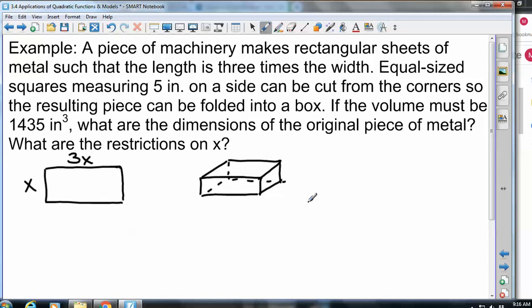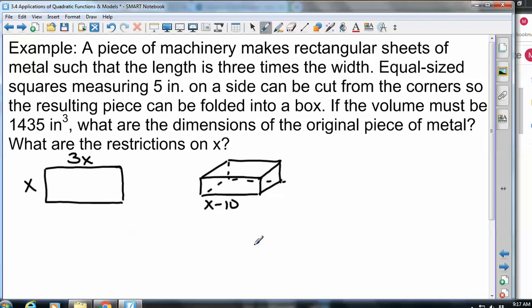We need to figure out what the dimensions are on that. So if you think about this rectangle that you had, this side was x, this side was 3x. You came in and cut off these squares. How big were they? Okay, so I took off 5 inches here and 5 inches here. So how much did I remove altogether from that side? 10. So this side is now x minus 10.